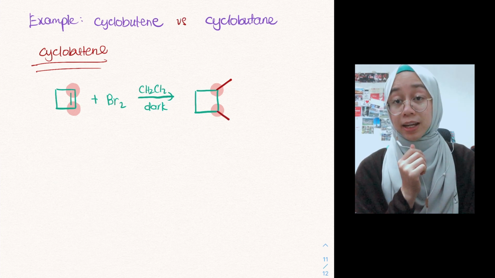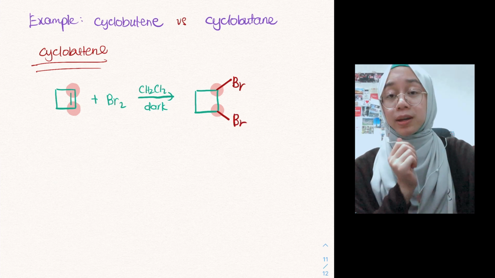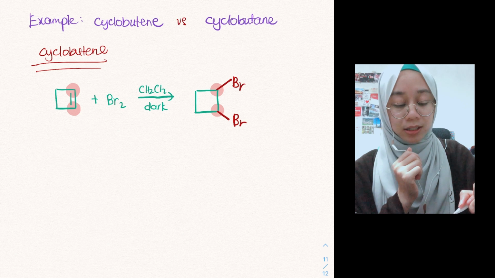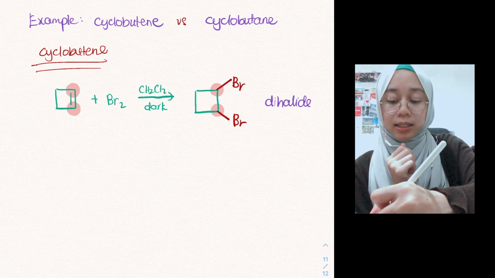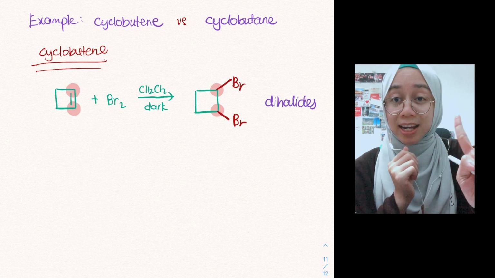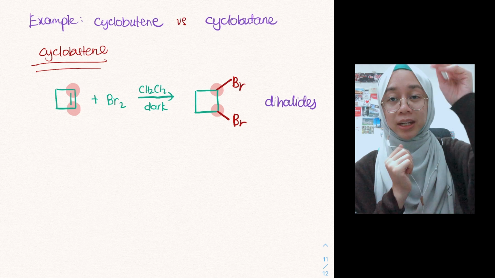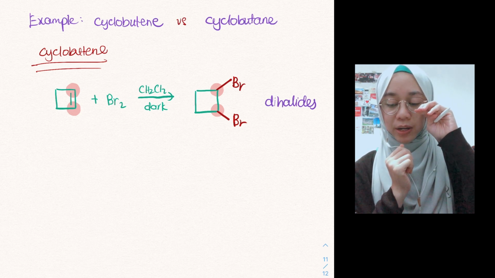So kamu reaction dengan Br2 kan? So kamu masukkan Br dekat situ. Ada 2 Br akan masuk dekat sini. Okay class? So this structure is what we call as dihalides lah. Dihalides ni, di ada 2, halides halogen. So ada 2 halogen. And 2 halogen ni dia akan masuk dekat each one of the carbon-carbon double bond. Okay? So that's why dipanggil dihalides.